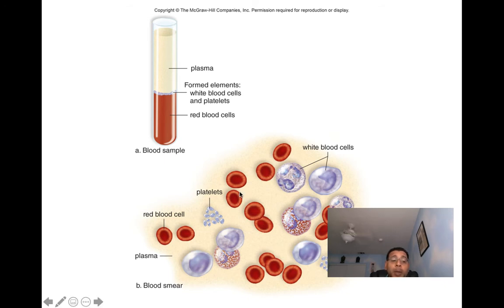They are filled with hemoglobin, which is a red pigment, helps to make blood red, and it's responsible for transporting oxygen. When we talk white blood cells, we can see various white blood cells here. White blood cells are usually larger and have a nucleus. White blood cells will fight infections a number of different ways.